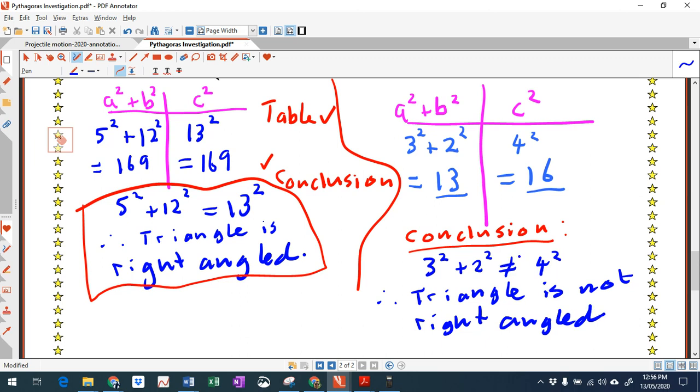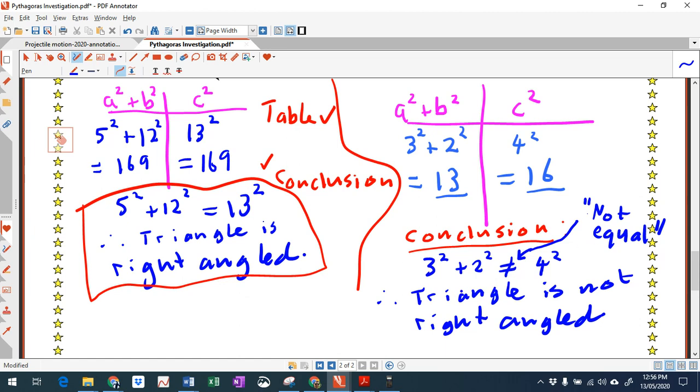Okay? So make this little equal sign with a line through it. That means not equal to. Okay, it means not equal.